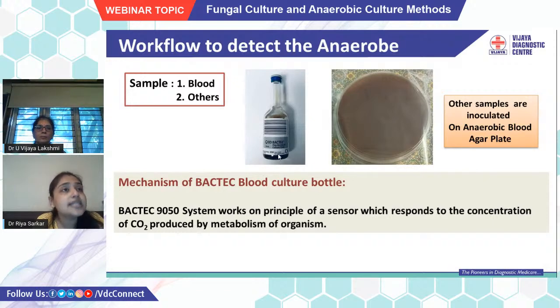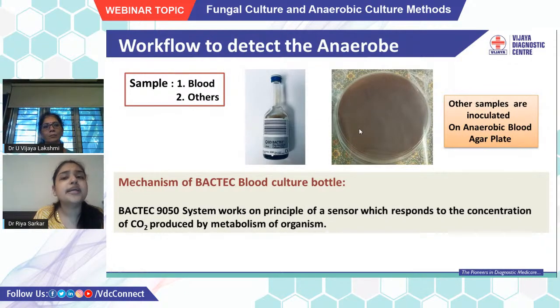Once we get this positive signal, we immediately transfer this blood and inoculate it in this right-sided media. This media is known as anaerobic blood agar plate. Apart from blood, the other samples are directly inoculated in this anaerobic blood agar plate.